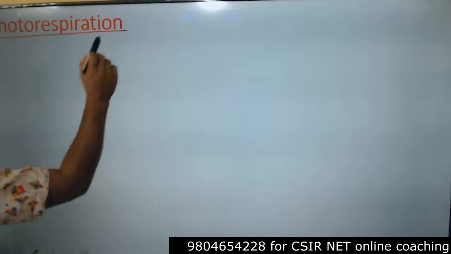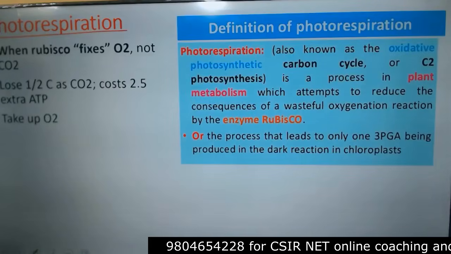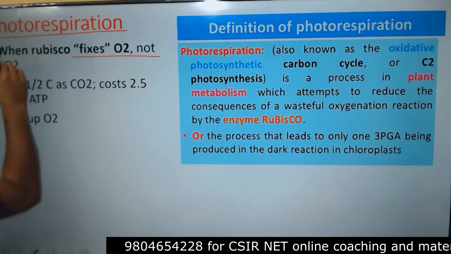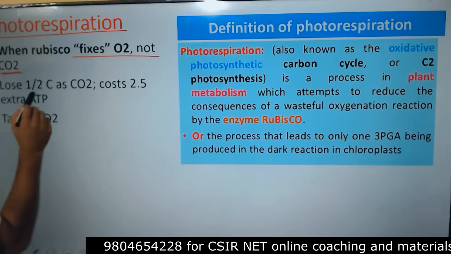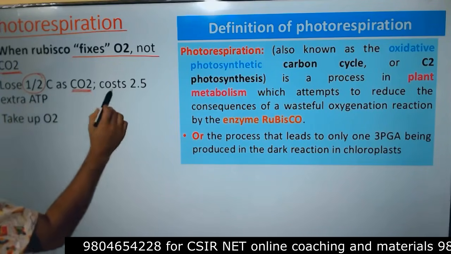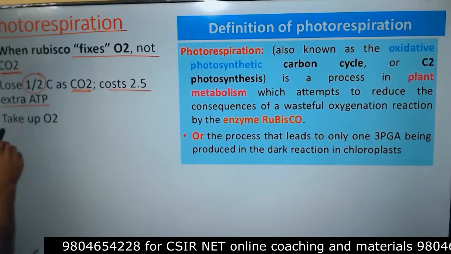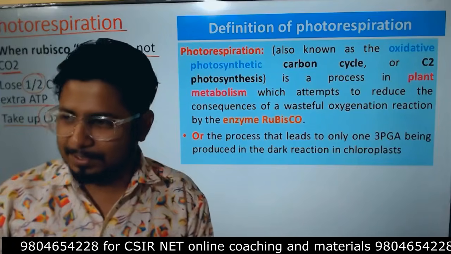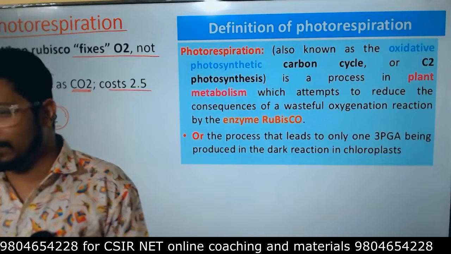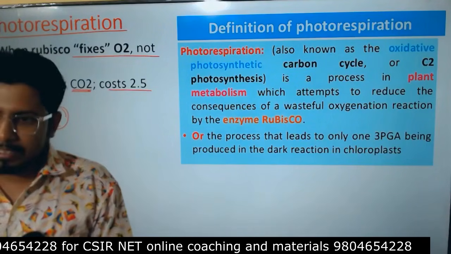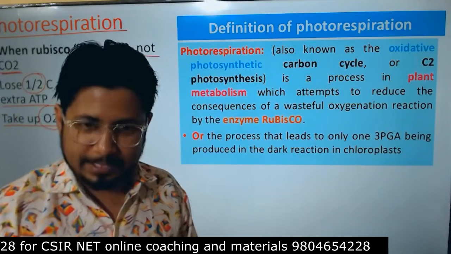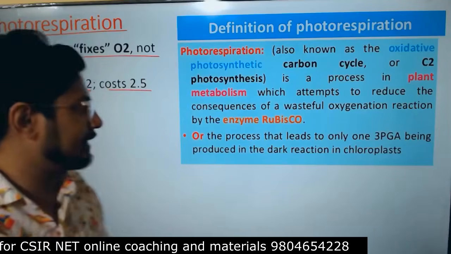And we call it photorespiration. When Rubisco fixes oxygen but not CO2, it is known as photorespiration. It loses a portion of the carbon as CO2, costs 2.5 extra ATP, and takes up oxygen from the environment. All are bad for us. The plant is not able to produce enough food because of the loss of carbon and is utilizing oxygen, which we are supposed to utilize, not plants. They don't need it, but they're utilizing it.